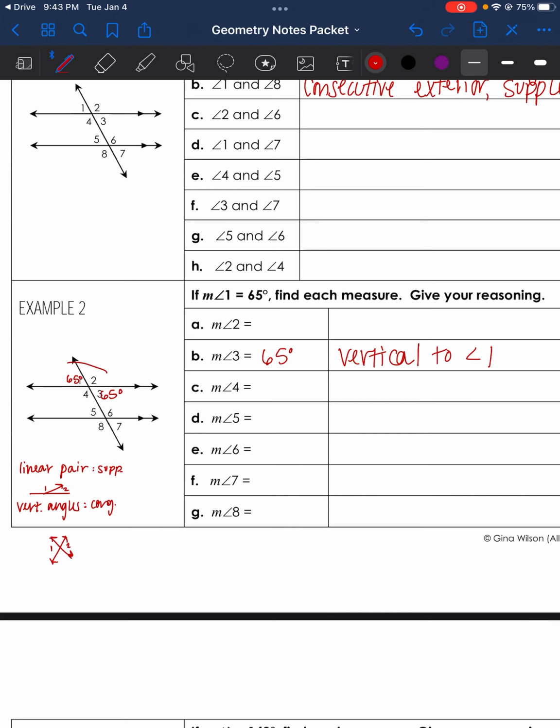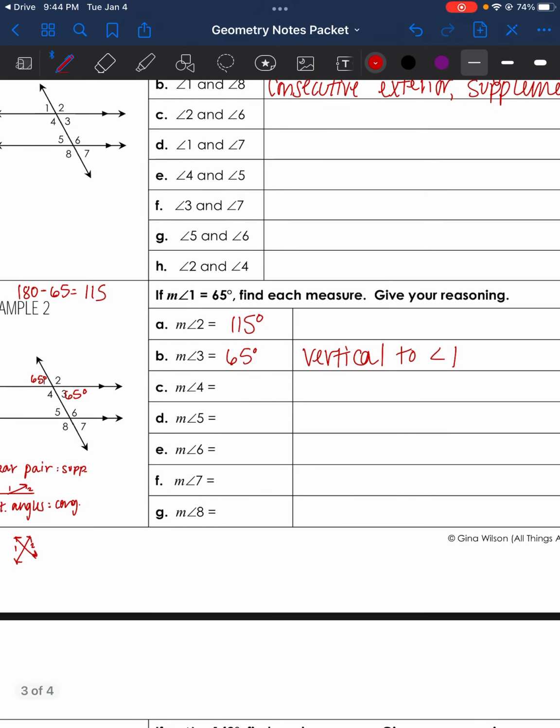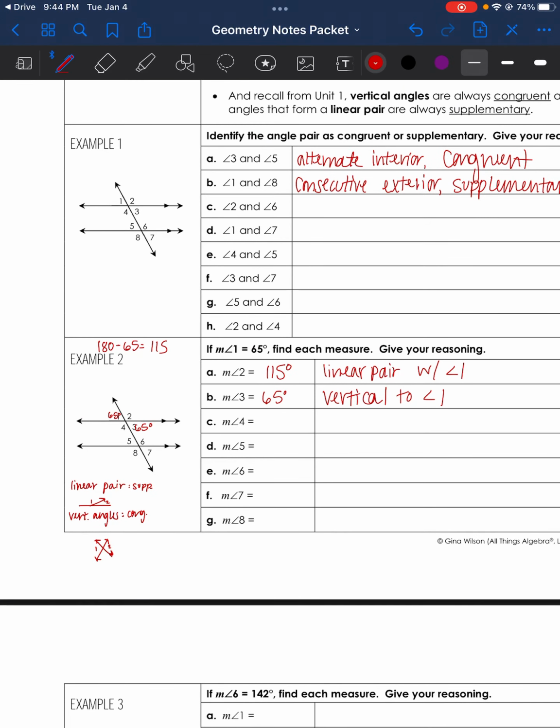Angle 2 here. Well, we know that these two are on a straight line here. These are a linear pair. They must be supplementary. So we need 180 minus 65. That is going to leave us with 115. So this is 115 degrees. And we know that our reasoning is this is a linear pair with angle 1. We know that linear pairs, they're on the same line together, and we know that they are supplementary.